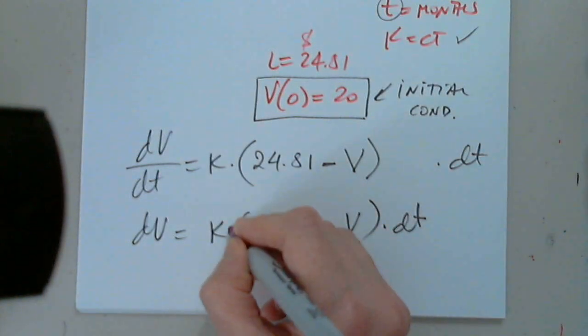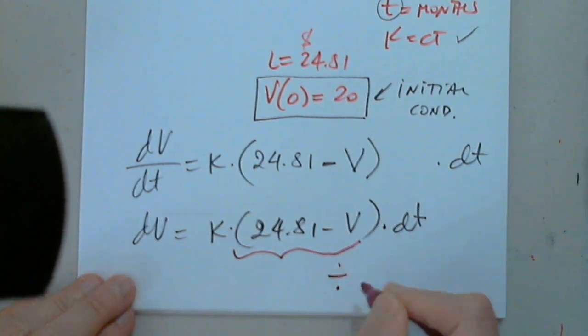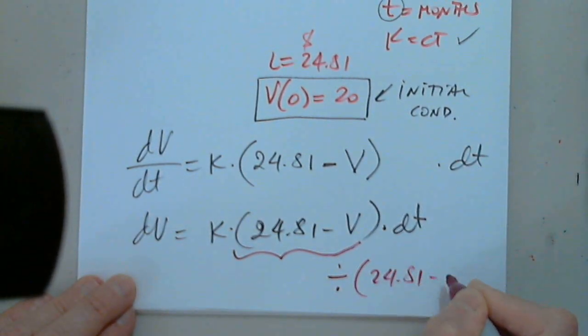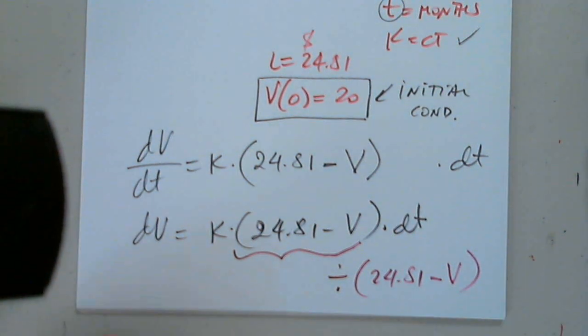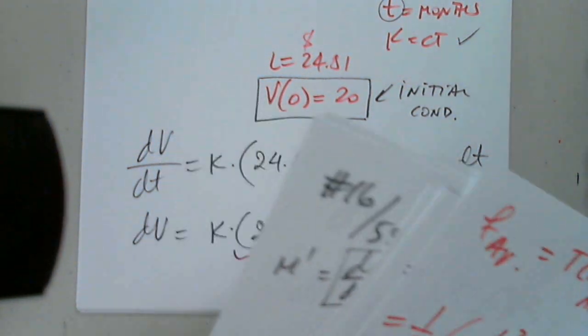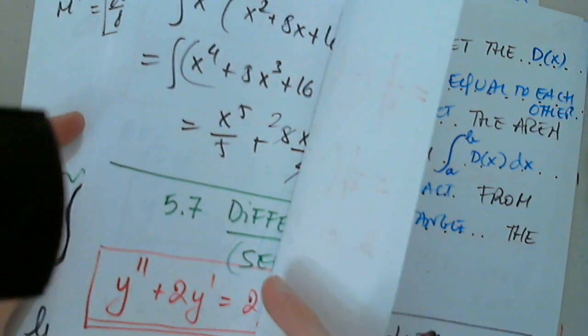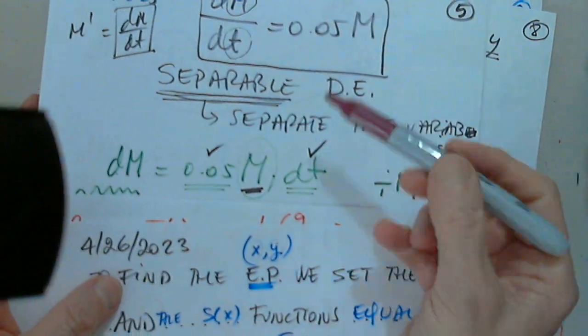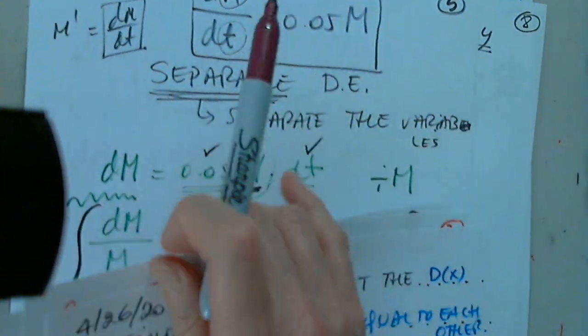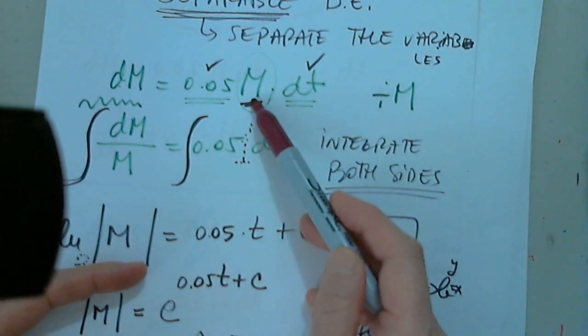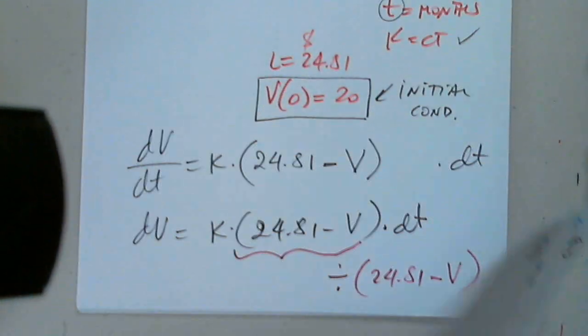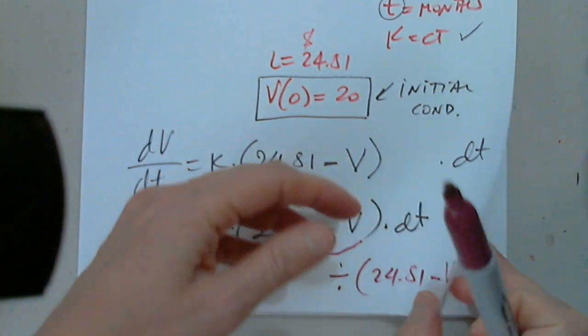Do you just divide by it? Yes, absolutely. I have to divide. Thank you very much. By 24.81 minus v. Exactly how we did it at the beginning. Let me refresh your memory for a second here. The same thing here, right? So we had to divide by m. But this time, it's a quantity in parentheses. Same idea. Let's do that.